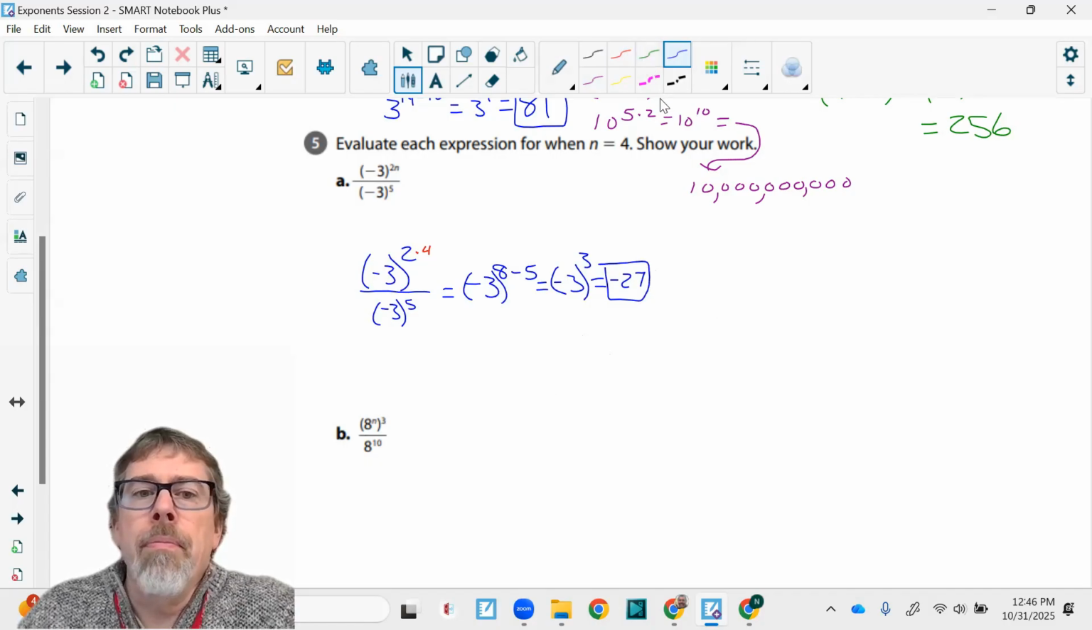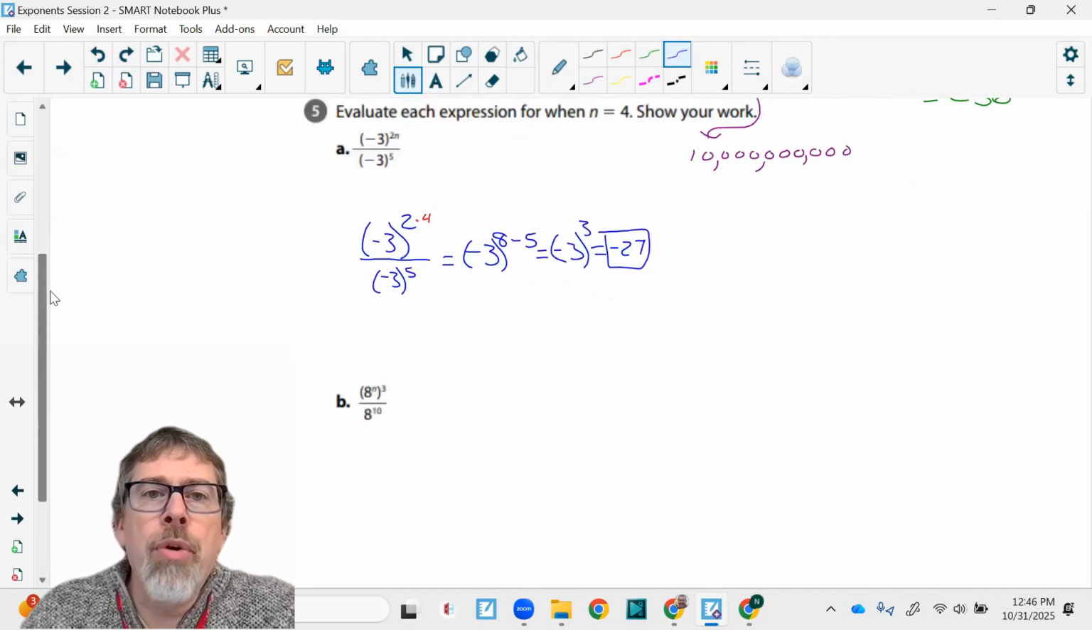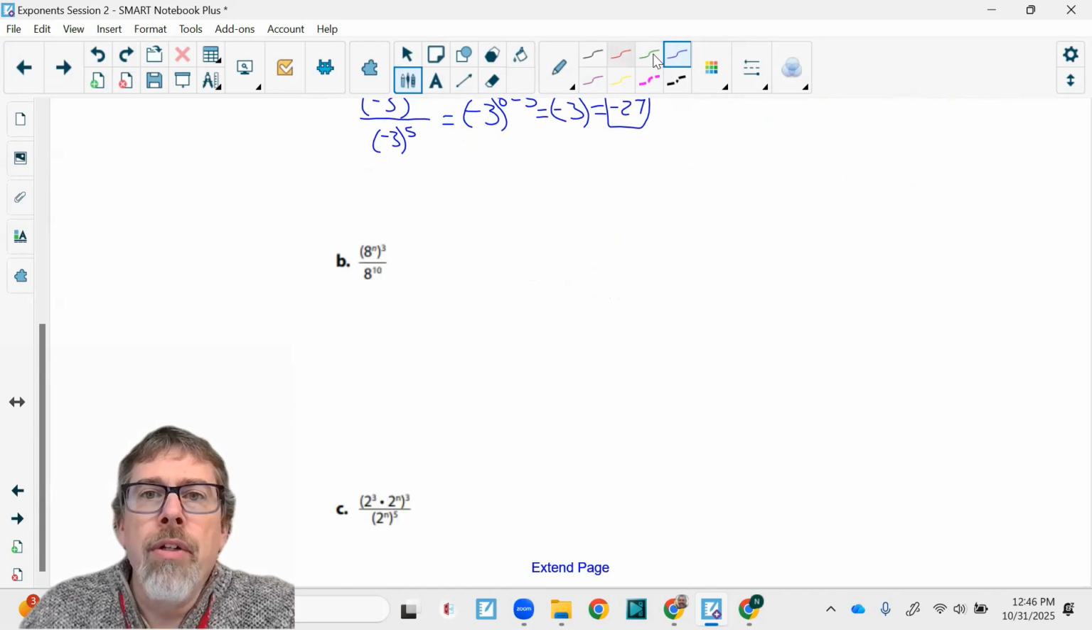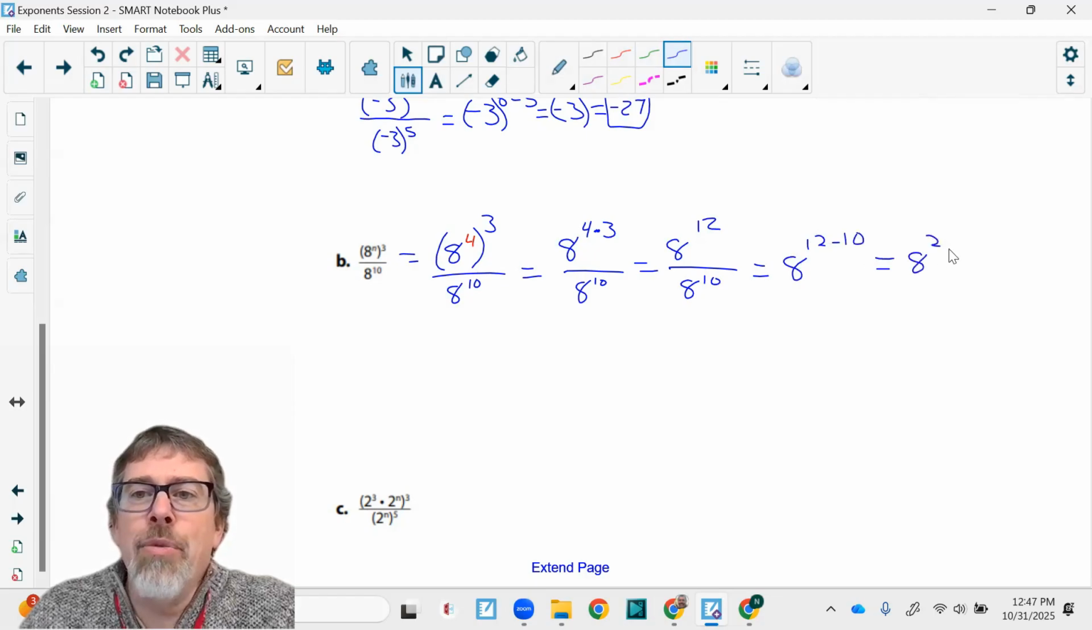Okay. And B. Okay, again, n we're going to substitute in as 4. So this is going to equal 8 to the 4th power cubed divided by 8 to the 10th, which is 8 to the 4 times 3 over 8 to the 10th, which is 8 to the 12 over 8 to the 10, which is 8 to the 12 minus 10, which is 8 squared, which is 64.